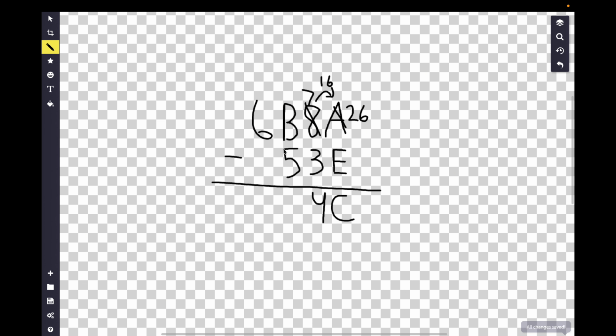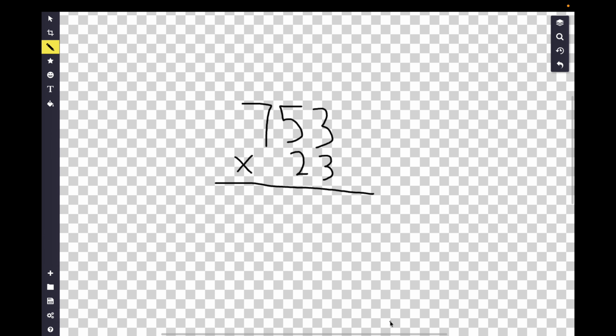Then we move on to the next column, which is B minus 5. And B is equivalent to 11. So 11 minus 5 is equal to 6. And then finally, you just have a standalone 6 with nothing here. So that's just 6 minus 0, which is 6. And our final answer is 664C base 16.